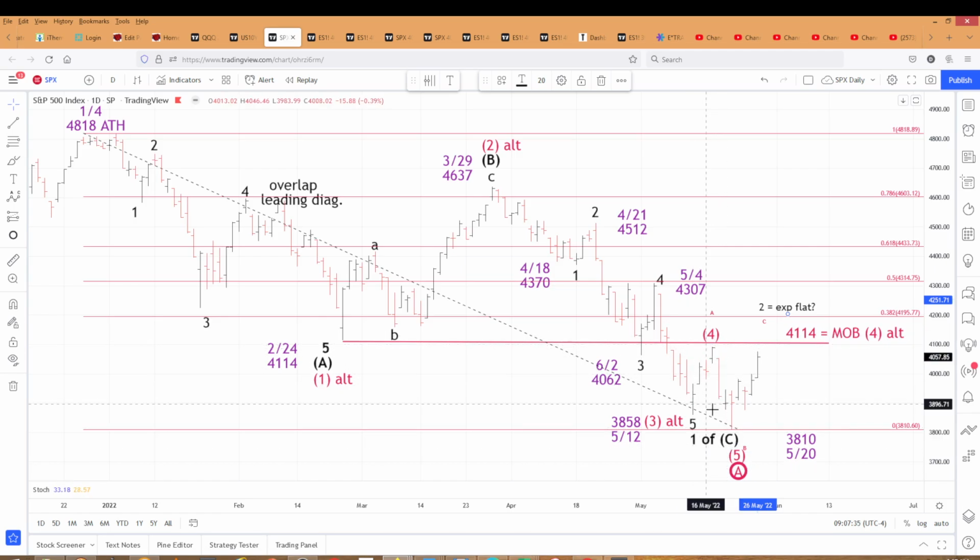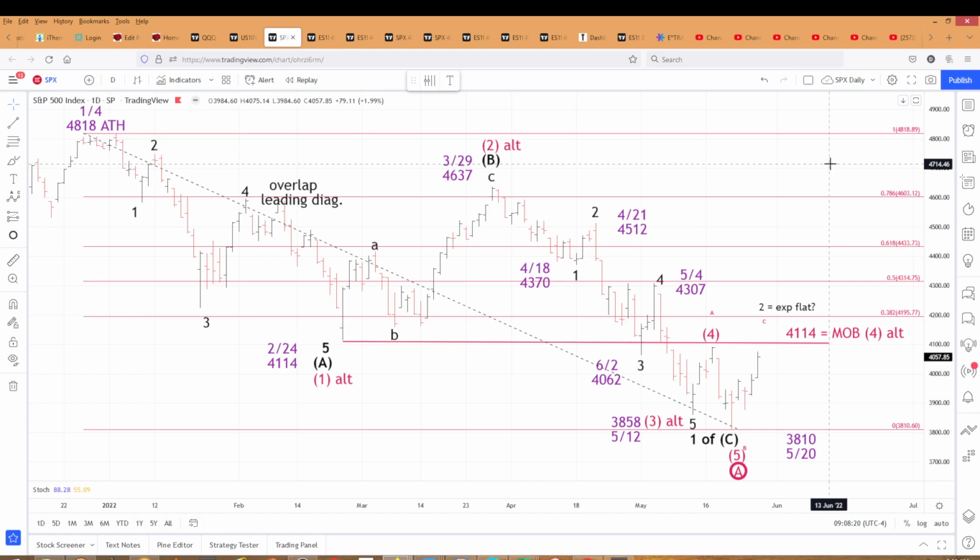So we could see the entire thing as a 5, 3 up, 5 down, 3 up, 5 down for A. Then we would get B, which are these targets here. We have 4195 for a 382, 4314 for a 500, 4433 for a 618, 4603 for a 786 retracement, and of course, if this is A down, B up should hold below the all-time high of 4818. So very critical time coming up, and it might even happen over this weekend. We'll get that into the shorter count.